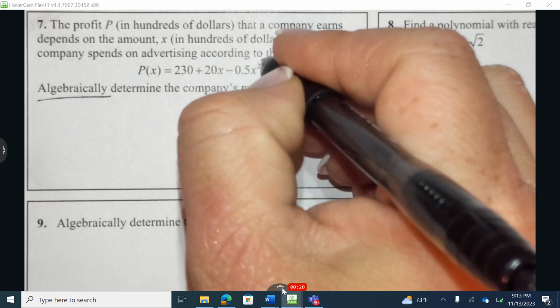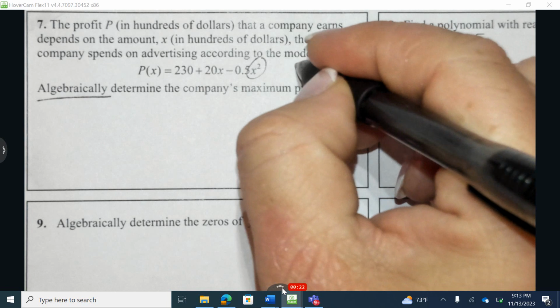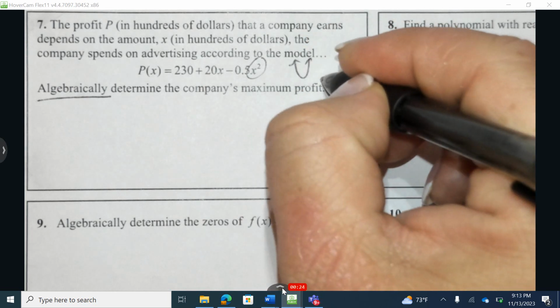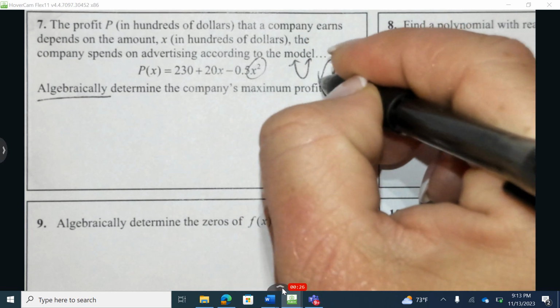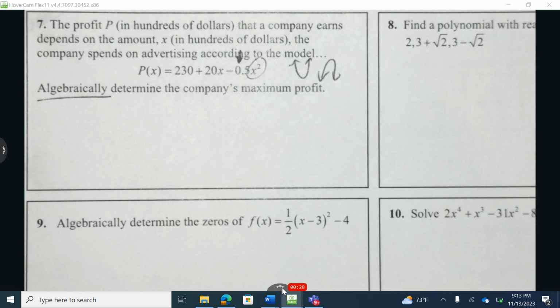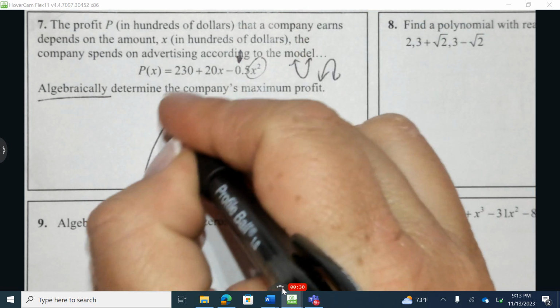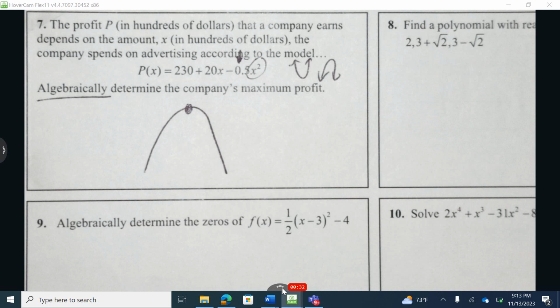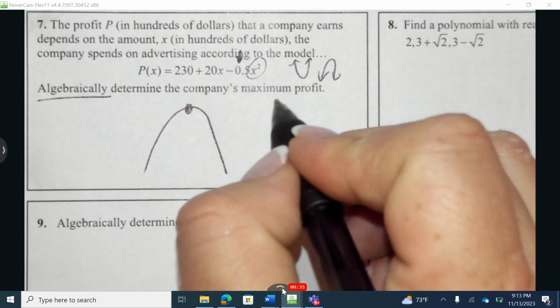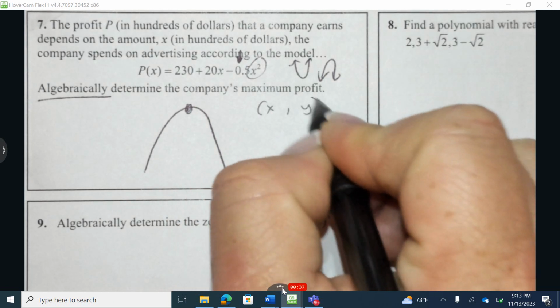So here we can see that we have a quadratic function. That means we're either going to have this parabola that opens up or it opens down. And we determine that by the leading coefficient. Because it's negative, I know it's going to look something like this. And we want to know what this is. So we have two things. We have an X value and we have a Y value.